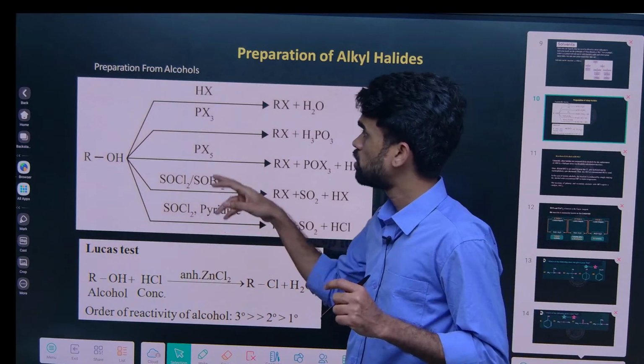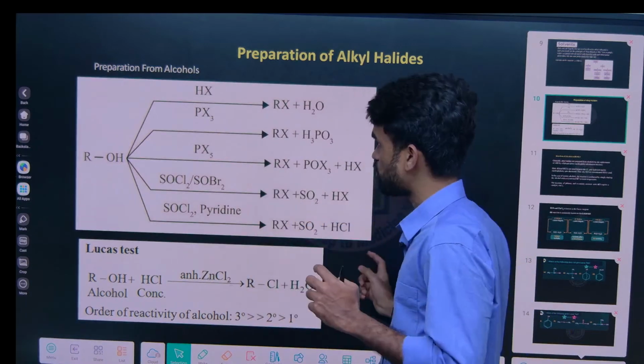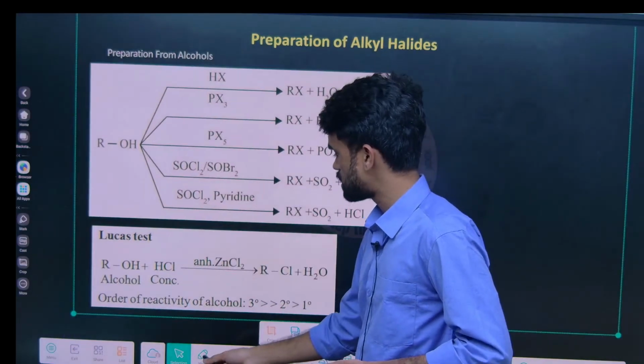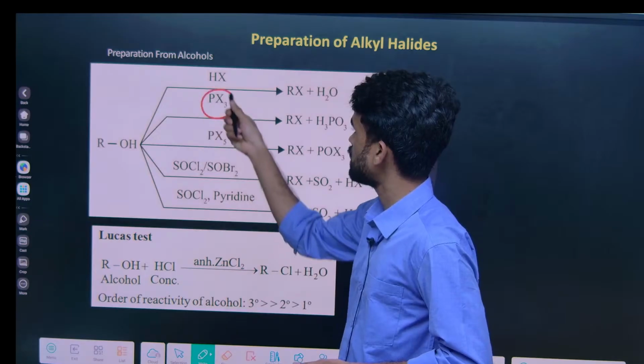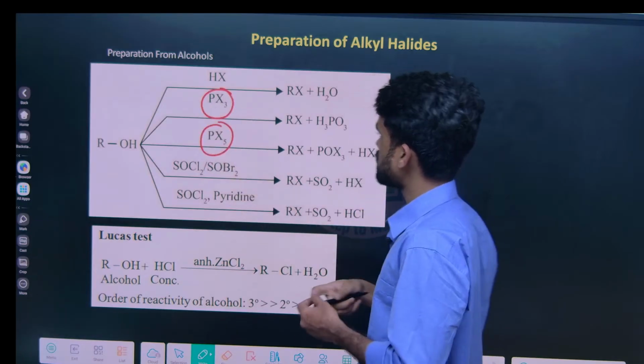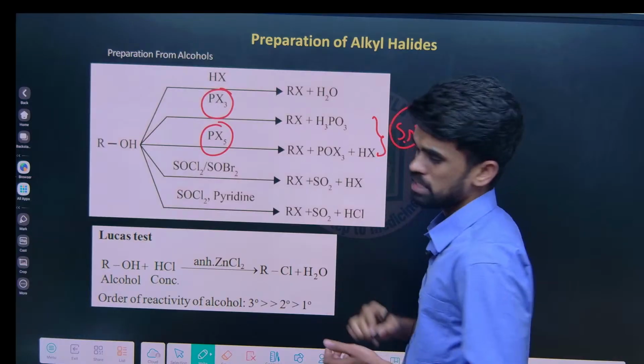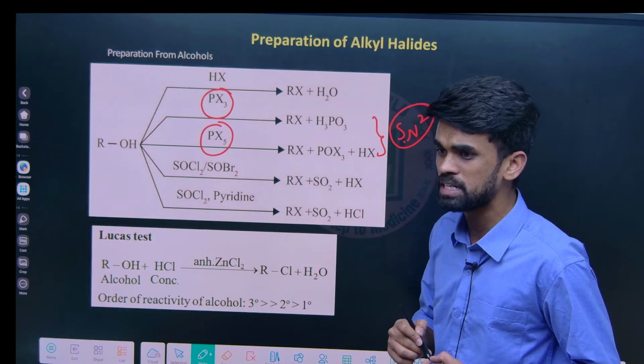So now tell me what type of mechanism is followed by these reactions when the reagent is PX3 or PX5. In these two cases you will get SN2 type of product. What is the type of product formed? Inversion product, that is SN2.